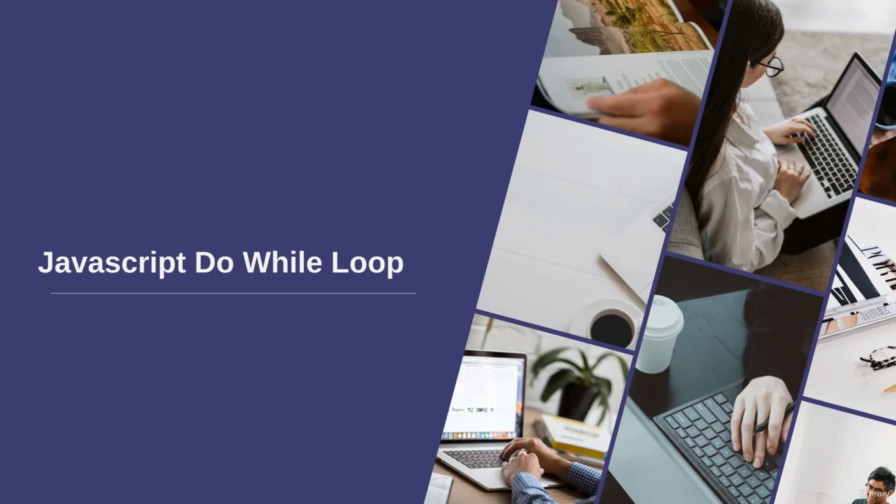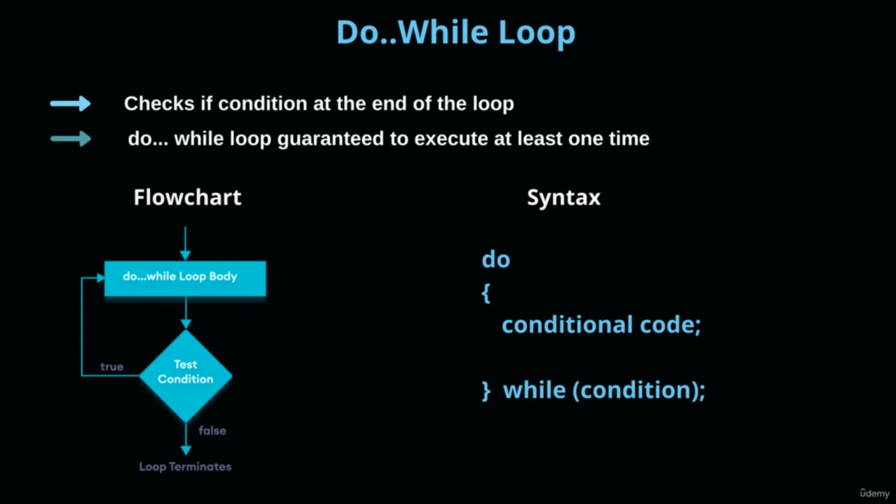Now let's begin with the do while loop. The do while loop is different from any other loop we have learned. It checks the condition after the loop execution. That means the loop will get executed at least once, and after that one execution it will check the condition. If it is true, it will execute again, otherwise it will terminate.